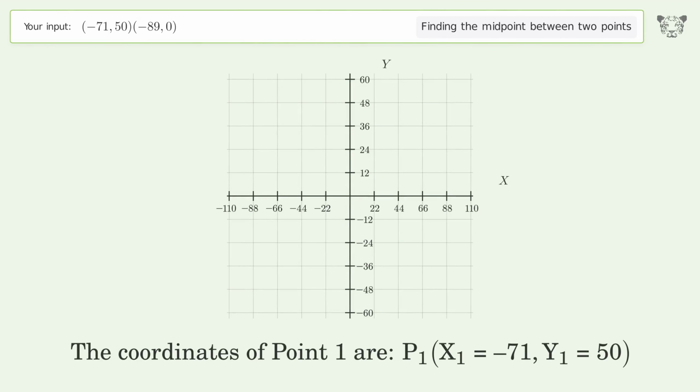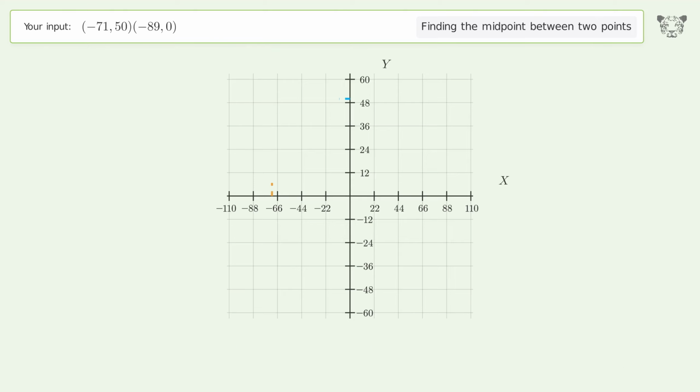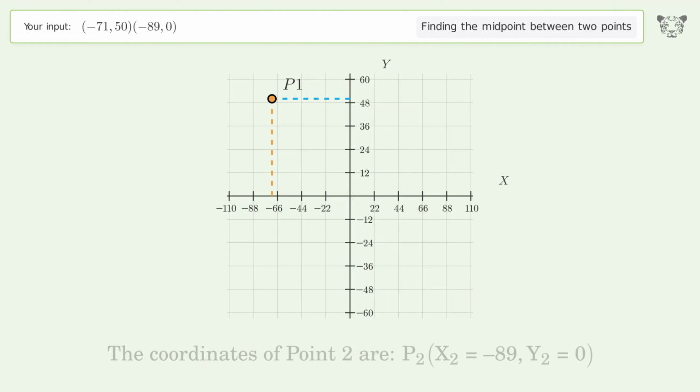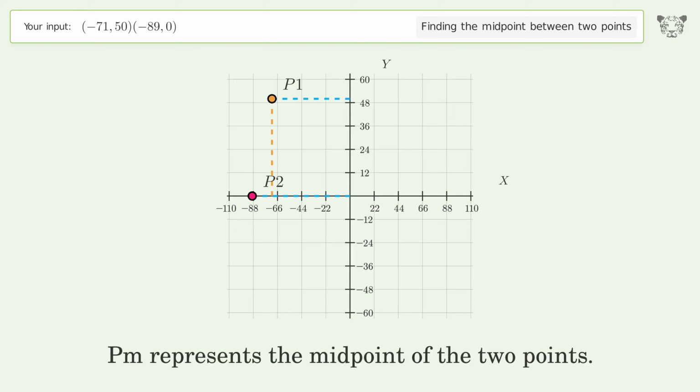The coordinates of point 1 are x1 equals -71, y1 equals 50. The coordinates of point 2 are x2 equals -89, y2 equals 0. PM represents the midpoint of the 2 points.